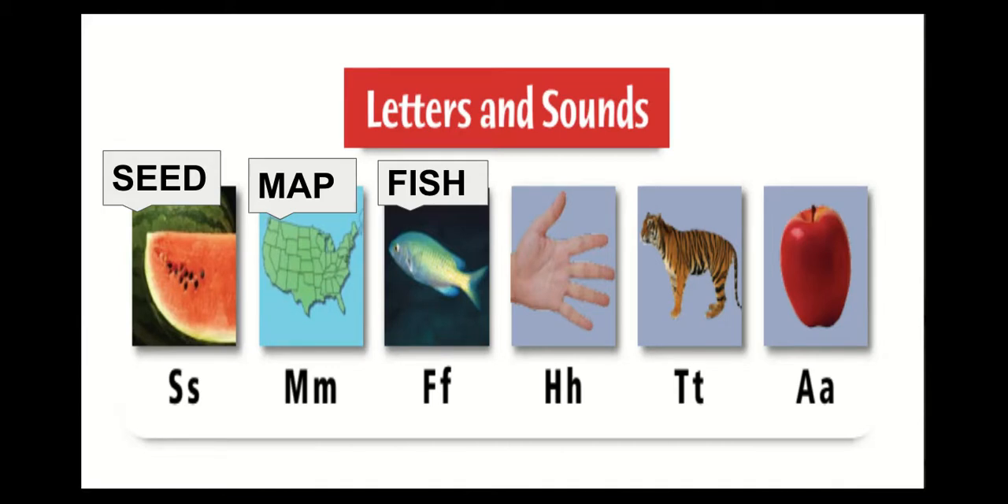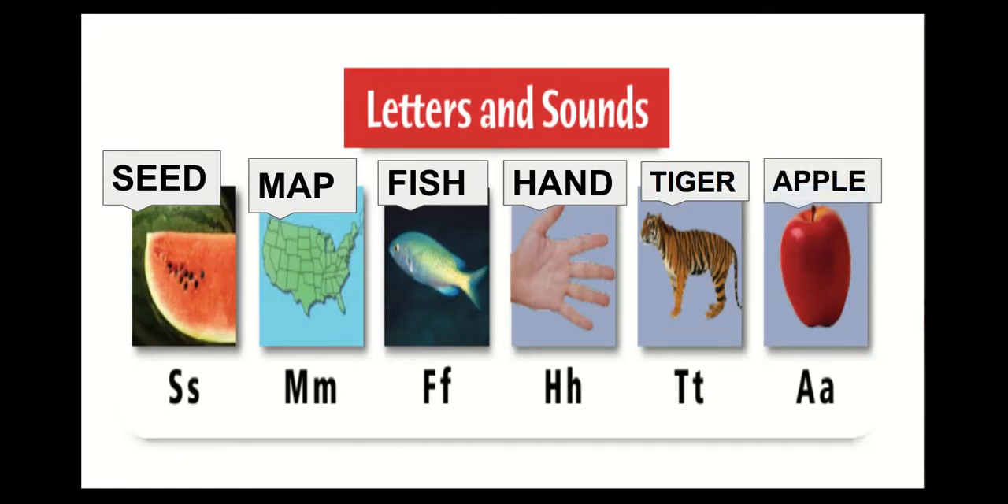Fish. Good. Next word is hand. Repeat after me. Hand. Hand. And finally, for the consonants at least, tiger. Repeat, please. Tiger. Tiger. And our last word starts with a vowel, apple. Repeat after me. Apple. Apple.